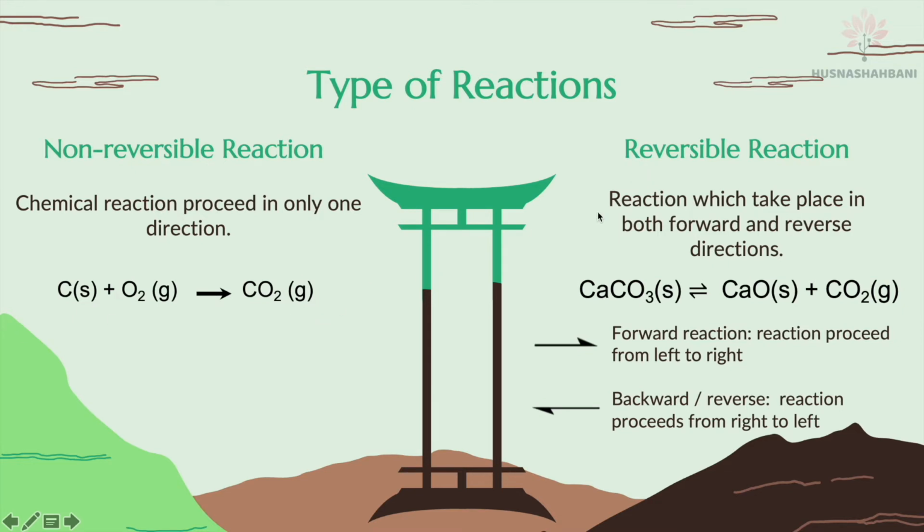Reversible reaction is a reaction which takes place in both forward and reverse directions. For example, calcium carbonate forms calcium oxide and carbon dioxide as the products. Calcium oxide can react with carbon dioxide to form calcium carbonate.